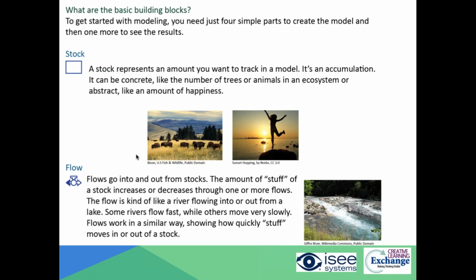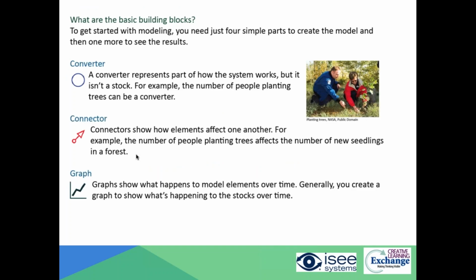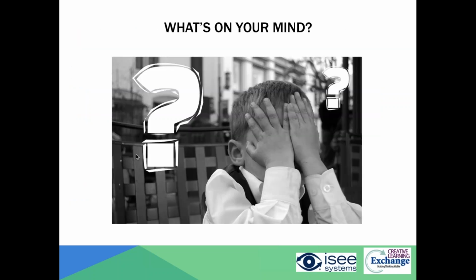So the other 2 pieces we use are converters and connectors. The converter is a part of the system that affects one of the flows, and consequently that affects the stock. So they're connected to those by a connector. So converters attach with connectors, and then finally the last piece we need to use is a graph to show what is happening to the system over time. So with that in mind, let's just see if we have any questions out there.